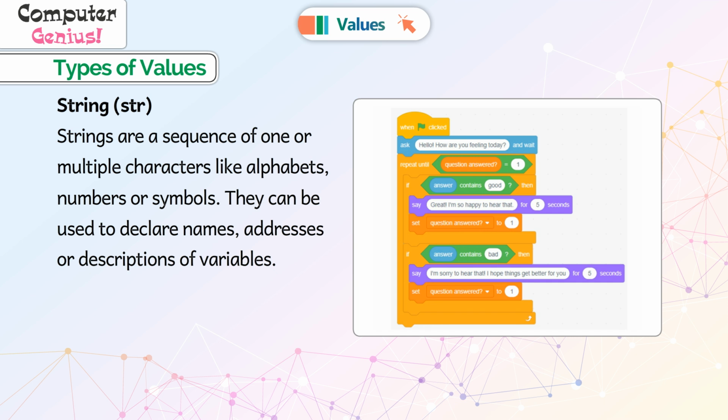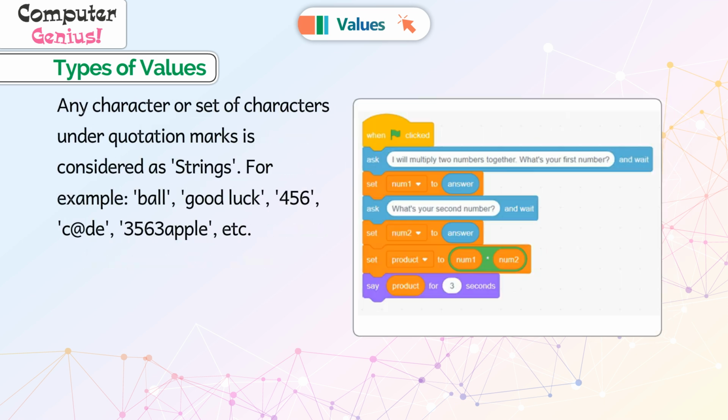String, str. Strings are a sequence of one or multiple characters like alphabets, numbers, or symbols. They can be used to declare names, addresses, or descriptions of variables. Any character or set of characters under quotation marks is considered a string. For example, "ball", "good luck", "456", "C@DE", "3563 apple", etc.